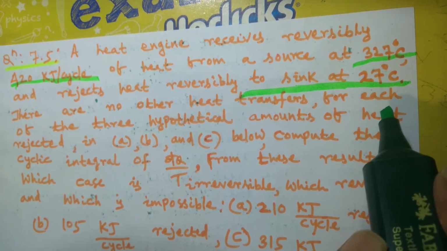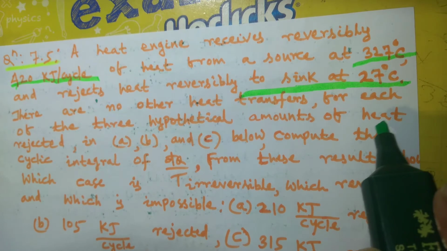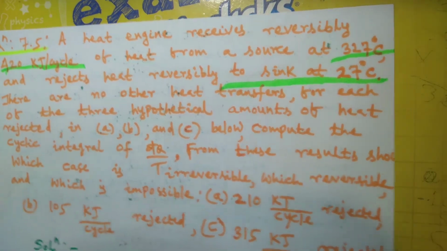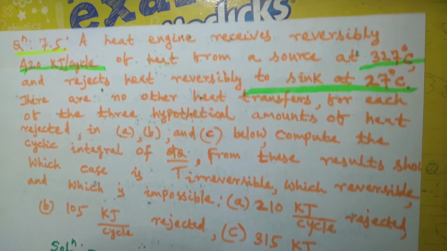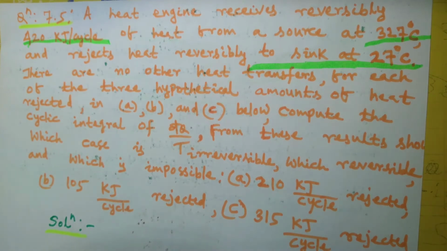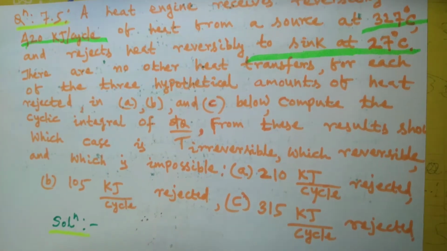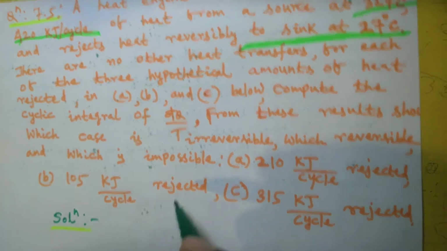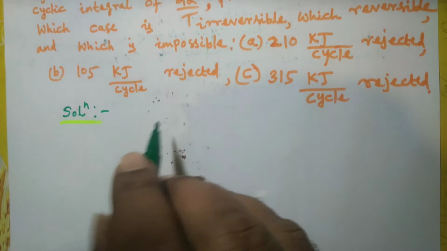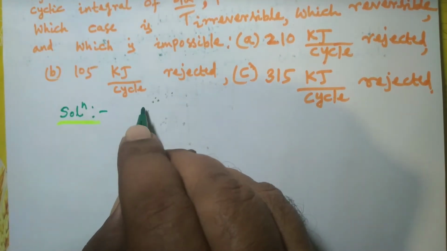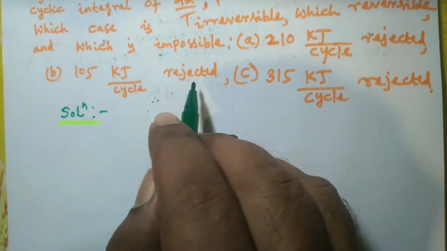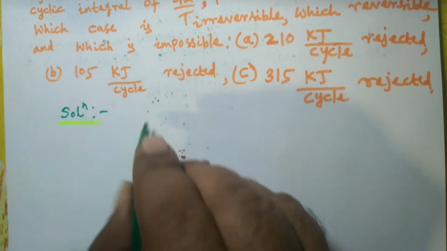There are no other heat transfers for each of the three hypothetical amounts of heat rejected. So there are three heat rejection amounts given in the question, and you have to find whether the cycle is reversible or irreversible or impossible. And we have to conclude from Clausius inequality. Clausius inequality is valid only for cycles, and using that we can conclude whether the given cycle is reversible or irreversible or impossible.